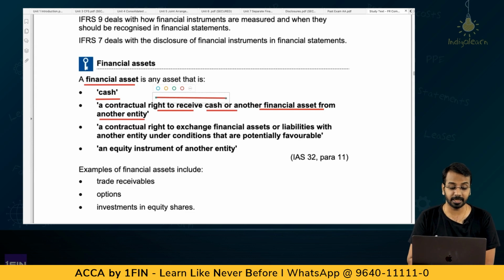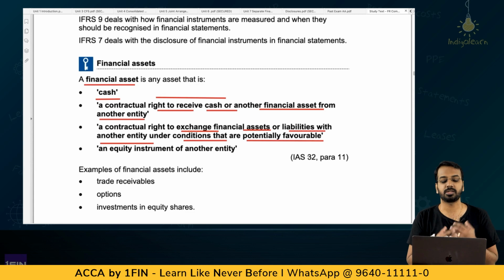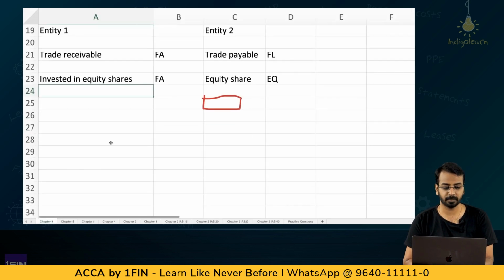The third category is a contractual right to exchange financial assets or liabilities with another entity under conditions that are potentially favorable. So please mark this word, potentially favorable. What does this mean? This means that I have a financial asset or a financial liability. I can exchange that with another entity in favorable terms. Now for this, let us take an example.